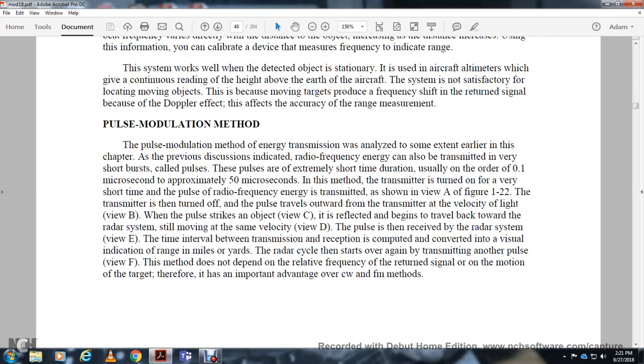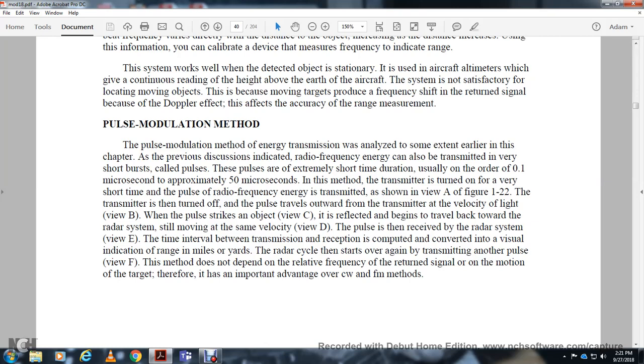The pulse modulation method of energy transmission will be analyzed with some of the examples from the earlier chapter. The previous discussion indicated that radio frequency energy can be transmitted in very short bursts called pulses. These pulses are extremely short in duration, usually on the order of 1/10 of a microsecond, with approximately 50 microseconds between pulses, depending on the method of the transmitter.